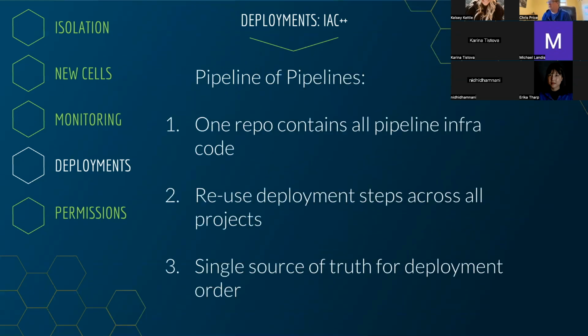The pipeline of pipelines gives us one repo that contains all of our pipeline infrastructure, which is really valuable because if you need to add a new service and manage the deployment for it, there's always one spot that you know to go to. It also means that anybody who's interested in keeping track of what's going on with your deployments can just watch that one spot to see when somebody makes an interesting change that's going to affect your deployments. This also allows us to reuse these little building block deployment steps across all these projects. And an interesting trait is it gives us a single source of truth for the deployment order.